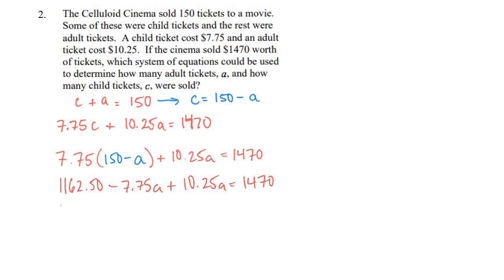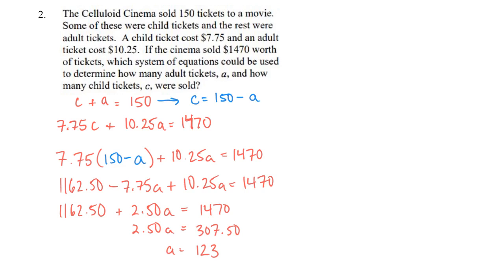So now I need to combine like terms. We're going to do positive 10.25 plus negative 7.75 gives me plus 2.50A equals 1470 minus 1,162.50. Subtract 1,162.50 from both sides. That gives us 307.50. Divide both sides by 2.50, and we get 123.